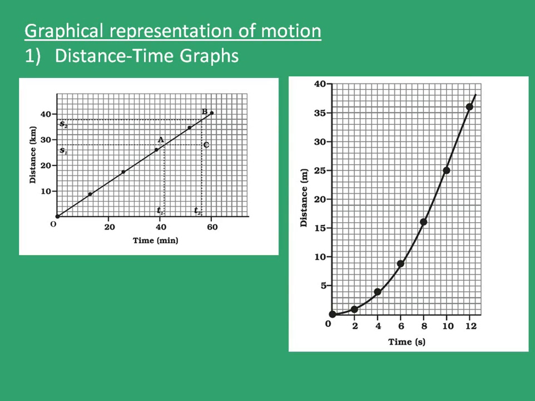Hello, in this video, we will first learn graphical representation of motion and then end this chapter on motion with uniform circular motion. First amongst graphical representation of motion is the distance time graph. Here are two examples of distance time graph.